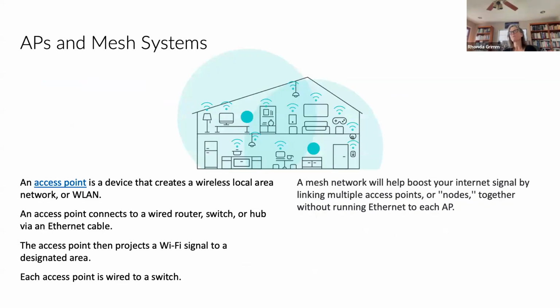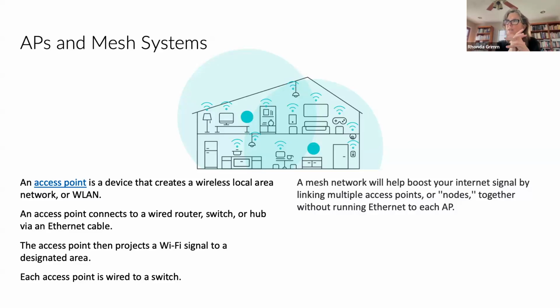So you've heard of access points, APs, and then you've heard of mesh systems. They differ a little bit. Access points you can place around the house, and they create a wireless local area network. But they're wired to the switch. An access point is typically wired to the switch, and it then projects Wi-Fi signal to a specific area.